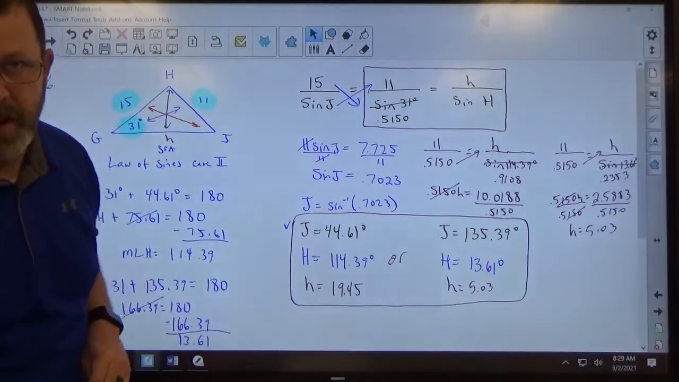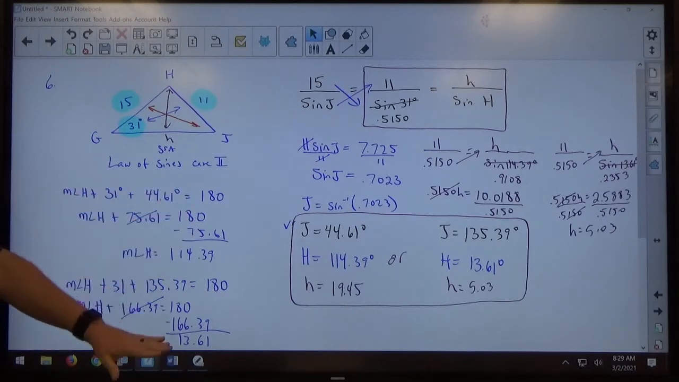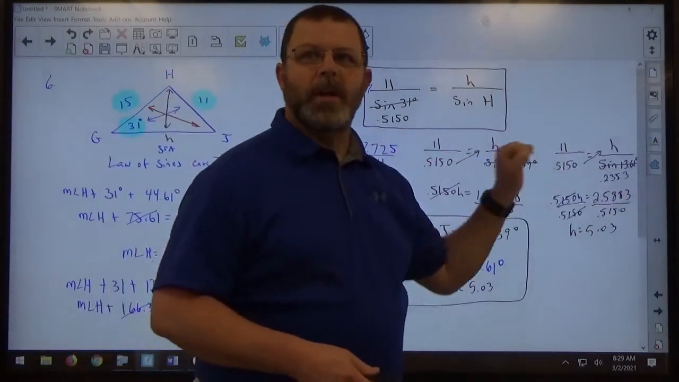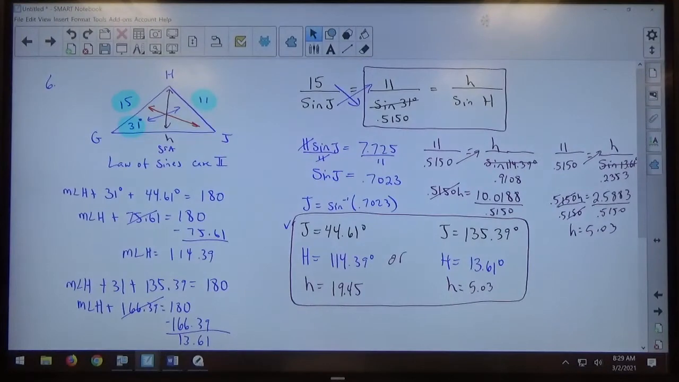All right. So that's how you handle a side-side-angle. Again, more challenging, but the math itself isn't terribly difficult. There's just a bunch going on. You got to deal with 2 sets of answers, so do the work again. The work itself isn't terribly difficult, just that possibility of 2 answers.